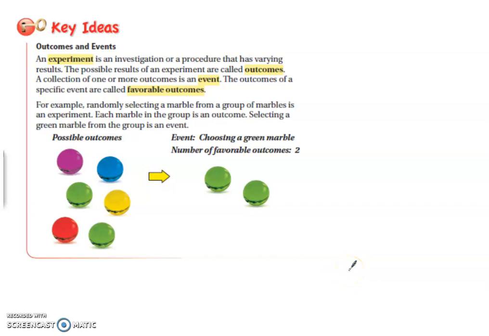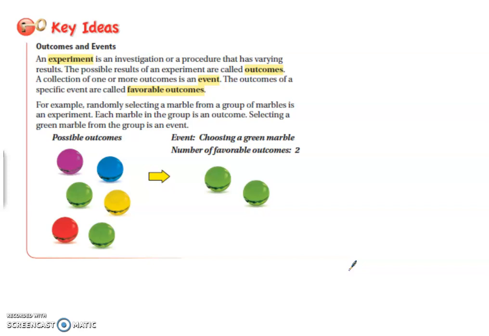So this is the key idea for 10.1. It says an experiment is an investigation or a procedure that has varying results. Now, in science class, you talk a lot about experiments and performing a procedure to get varying results.